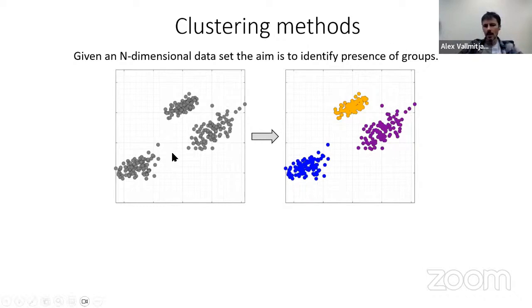So clustering, for those who don't know, is one of the machine learning families of algorithms that deals with the problem of given some data. Can you see my mouse on the screen? Do I point? Well, there's no feedback.